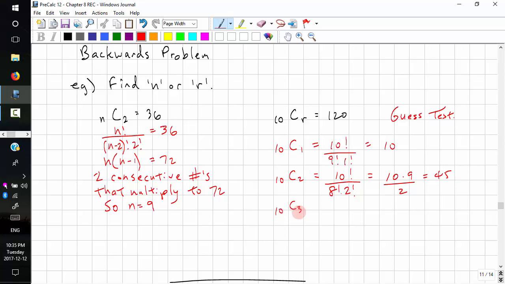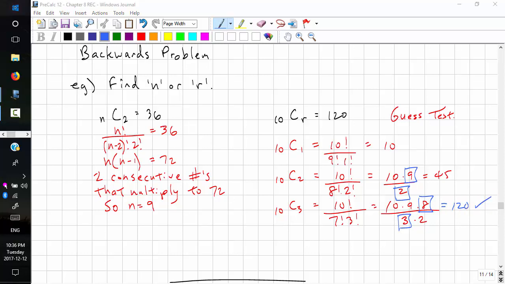10 choose 3 equals 10 factorial divided by 7 factorial times 3 factorial. So this is 10 times 9 times 8 divided by 3 times 2. So we look at what we're multiplying by each time. We've multiplied by 9, divided by 2, multiplied by 8, divided by 3. This equals 120. It's the correct answer.